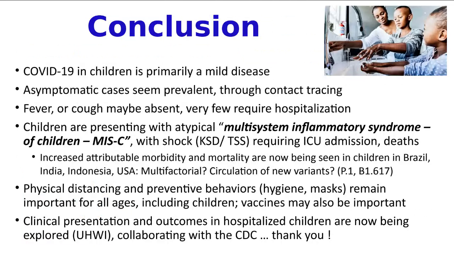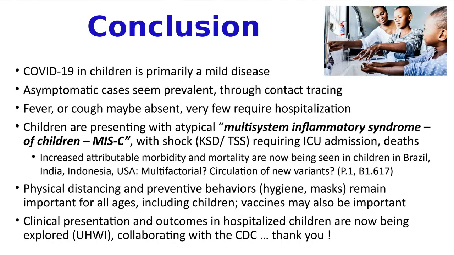So in conclusion, COVID-19 in children is primarily a mild disease. Asymptomatic cases seem to be prevalent right across the world. And most children just have fever or cough or don't have anything at all. And very few of them require hospitalization. However, there is a small subset of children who will present with the multisystem inflammatory syndrome, and they present with shock, and some of them will require ICU admission, and some of them will die. This is primarily being seen now in Brazil, in India, Indonesia, and in the United States, and it's being linked possibly to the circulation of new variant strains.